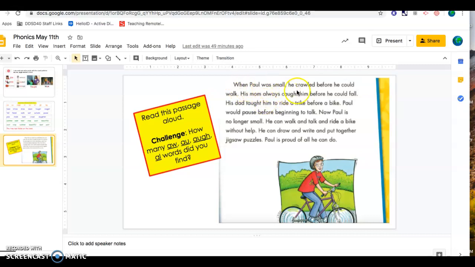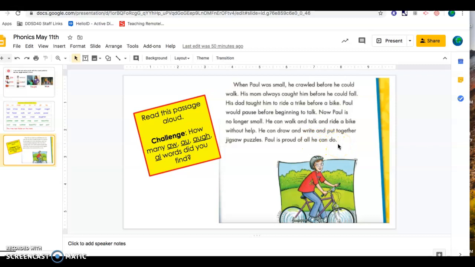When Paul was small, he crawled before he could walk. His mom always caught him before he could fall. His dad taught him to ride a trike before a bike. Paul would pause before beginning to talk. Now Paul is no longer small. He can walk and talk and ride a bike without help. He can draw and write and put together jigsaw puzzles. Paul is proud of all he can do.